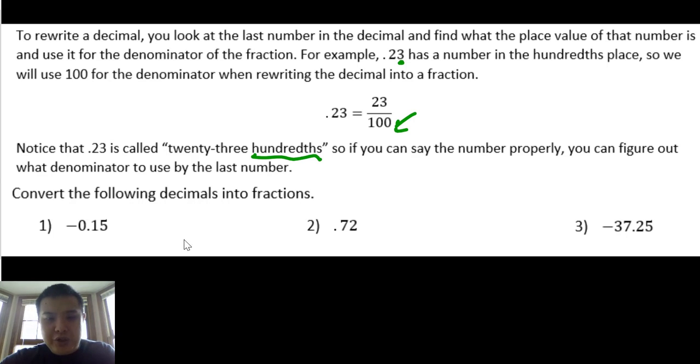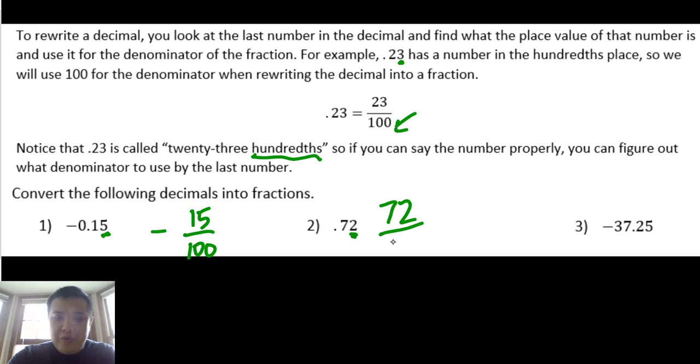Convert the following decimals into fractions. Here we have negative 0.15, also known as negative 15 hundredths, because the 5 is in the hundredths place, so therefore we have negative 15 hundredths. Over here, we have 72 hundredths, because this 2 is in the hundredths place, so we have 72 over 100. And finally, here we have negative 37 and 25 hundredths.